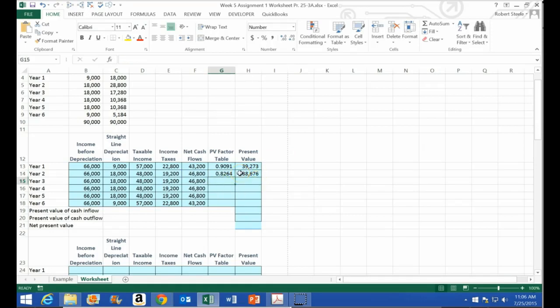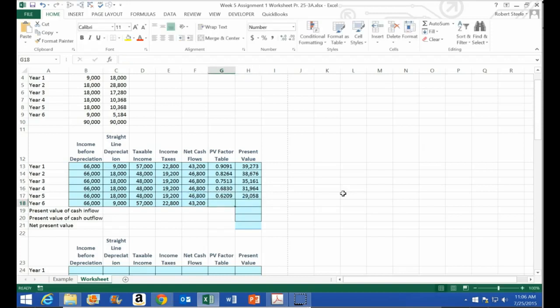Then the next discount factor, 3 years out, is 0.7513 according to the table. So that same 46.8, but 3 years out, therefore has a reduced present value of 35,161. And then we have the 0.6830 for the next period out. Once again, same 46.8, but now it's only worth 31.9 because it's 4 years out. And then if we go 5 years out, 0.6209, we take this number times this, and now it's only worth that.